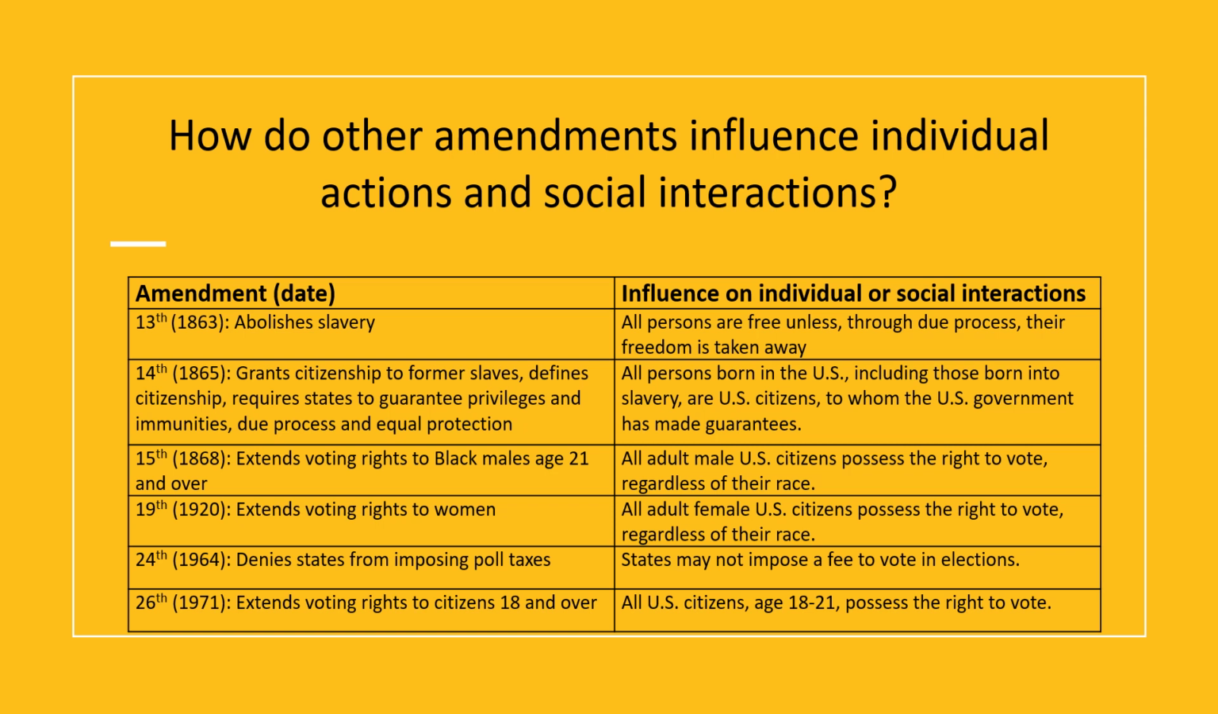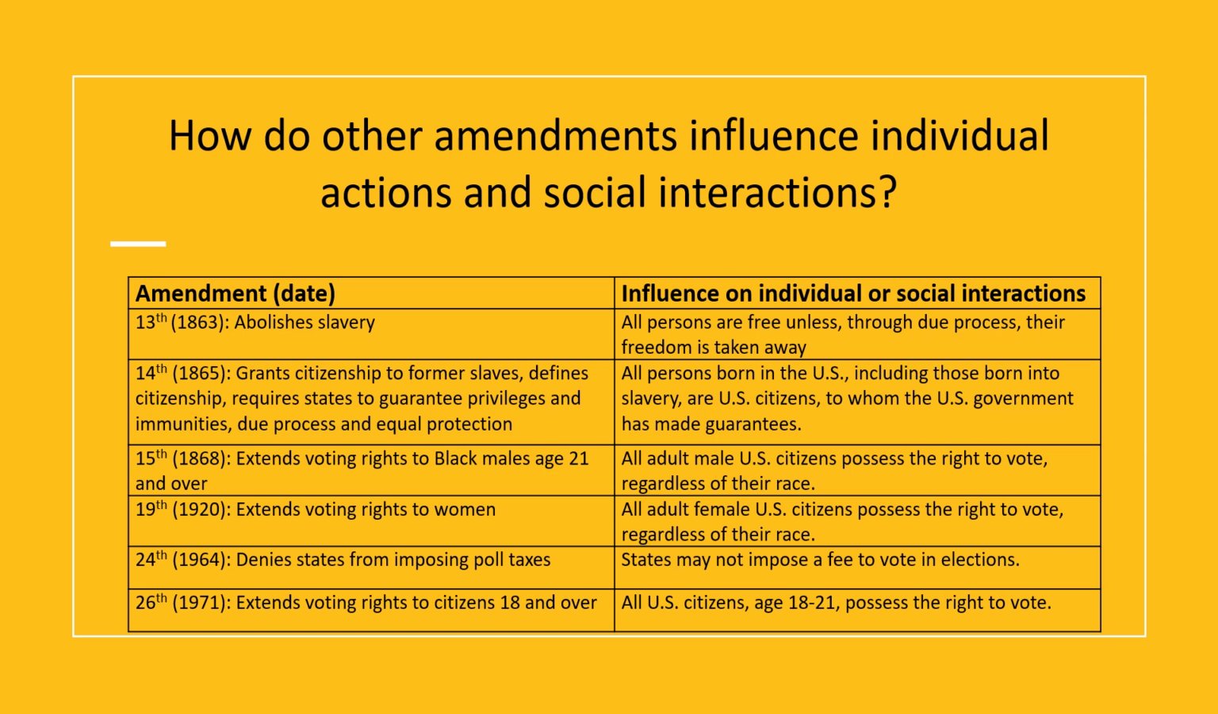In 1964, the 24th Amendment was ratified, which denies to states the right to impose poll taxes. A poll tax means that a person has to pay to vote. And through this constitutional amendment that affected the whole country, this means that the states that were imposing poll taxes could no longer impose poll taxes.